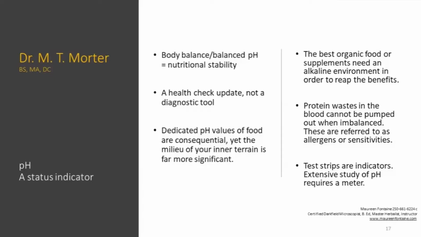One thing I found quite interesting, because this used to be a real thing, it's like, well, my stomach is this pH and this food is that pH, and it's like doing intricate calculations to figure out what's going on. But he says that these dedicated pH values for food are consequential, yet the milieu, the inner terrain, is of far more significance. Best organic food or supplements need that balance within the body in order to pull nutrition out.